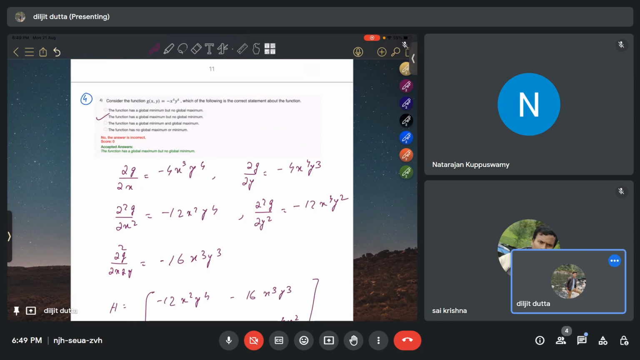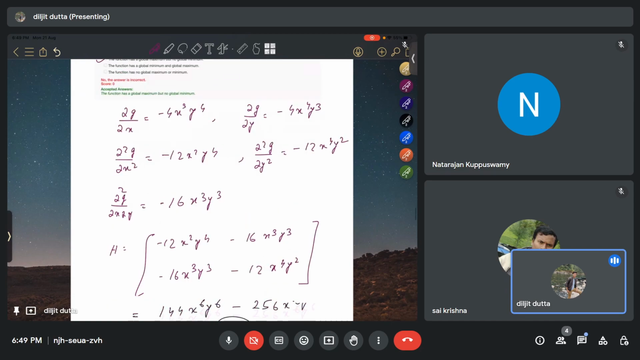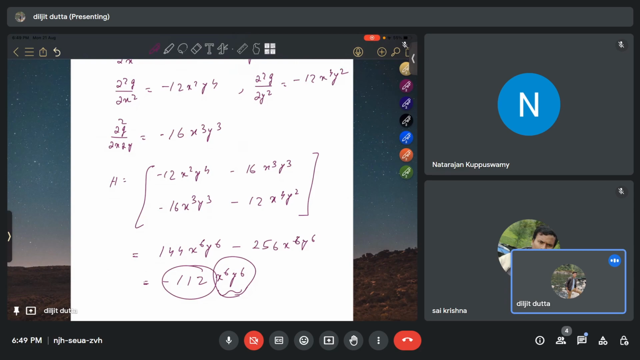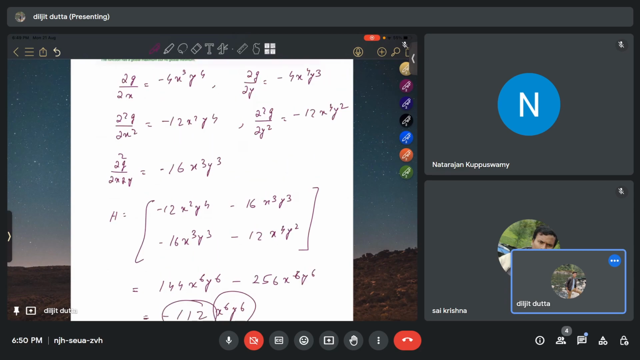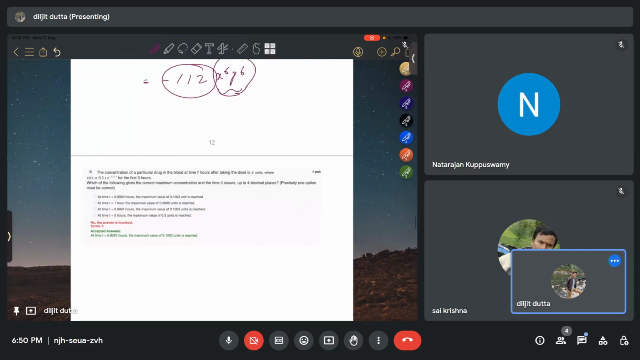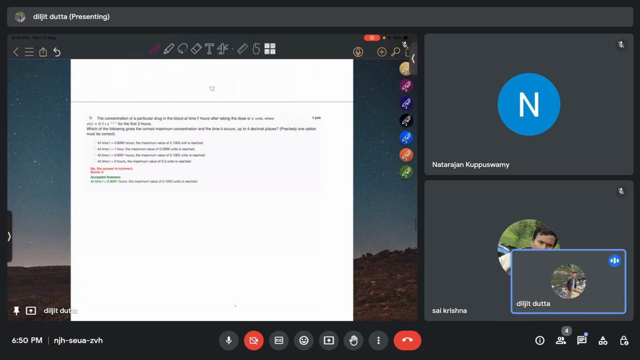Okay, the second option. This is how you check whether it is a maximization problem or a minimization problem. You just check the Hessian matrix and see if it is positive definite or negative definite. Okay, I hope this is clear. This is a basic problem again.